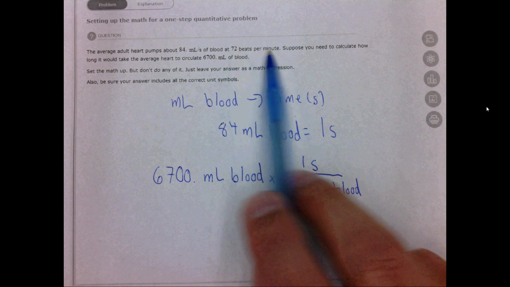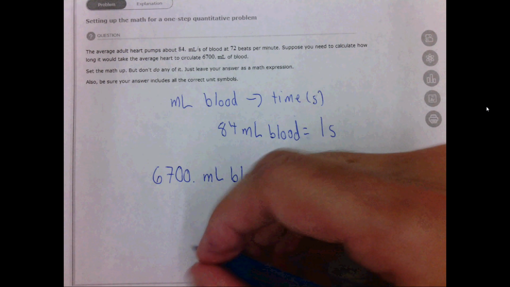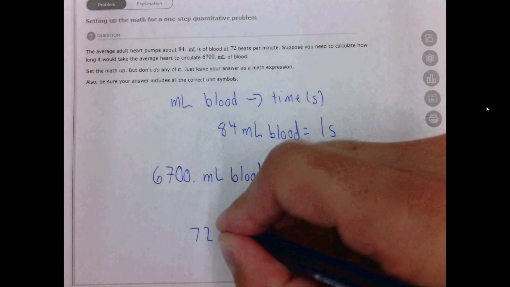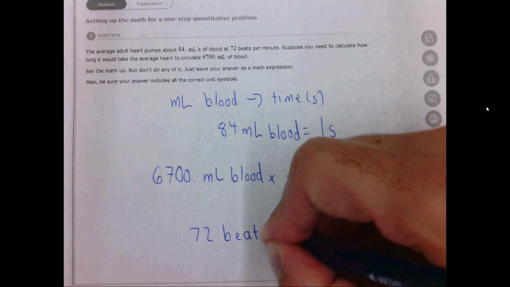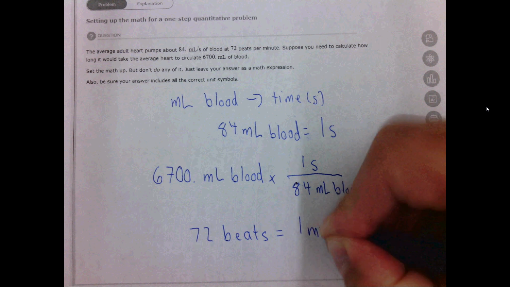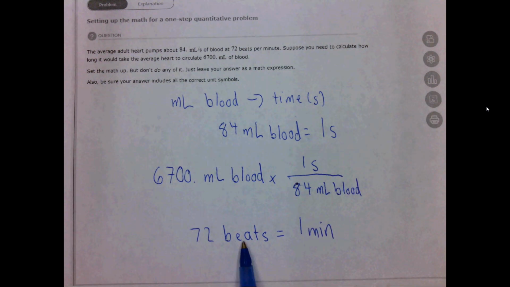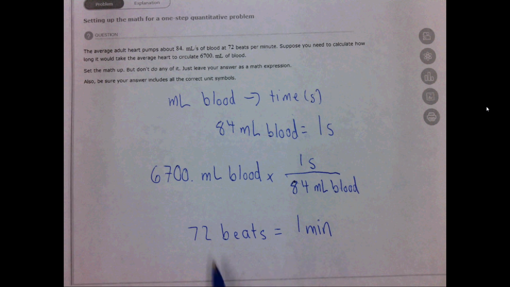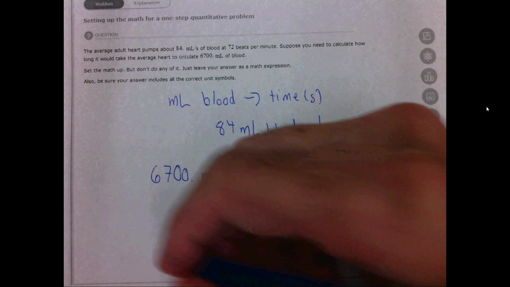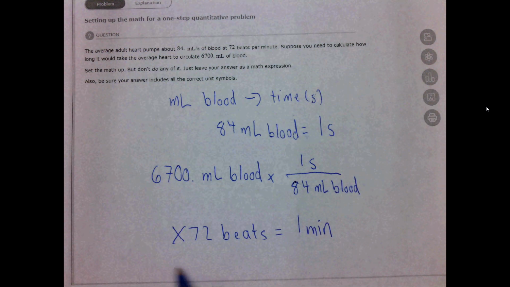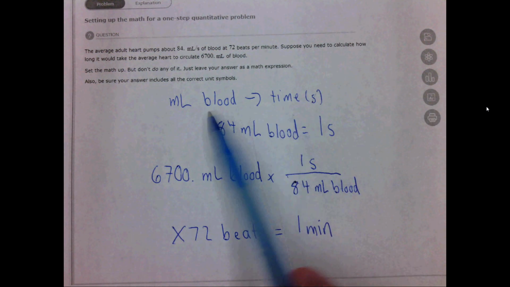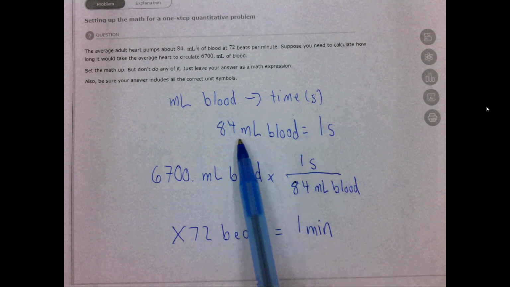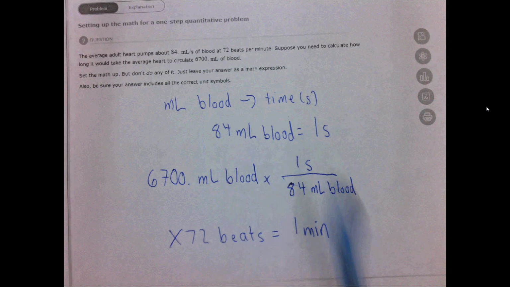But if for another question you did need this, you could use 72 beats equals 1 minute. And then, if you're given beats, you put it on the bottom. If you're given minutes, you would put it on the top. So you could use this as a conversion factor as well. But again, you don't need this at all for this problem. You can completely ignore it because we're doing a one-step conversion and we have a direct equality between milliliters and time.